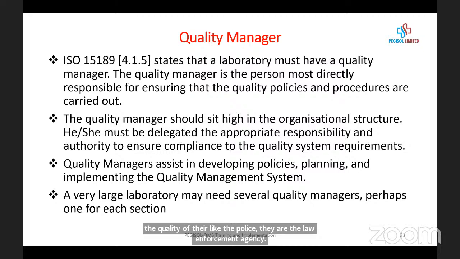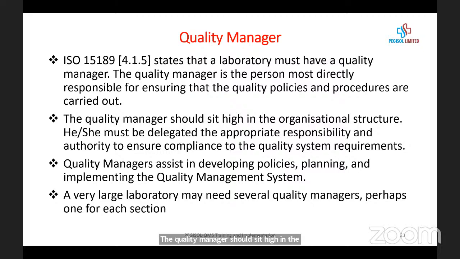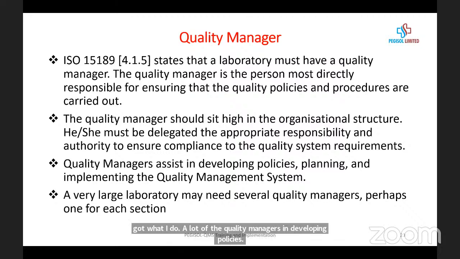The quality manager should sit high in the organization structure. It should be delegated to the appropriate authorities to ensure compliance to quality management. You shouldn't report to someone who reports to someone. At the end of the day, it can water down a whole lot of things. Quality managers assist in developing policies, planning, and implementation of the QMS.